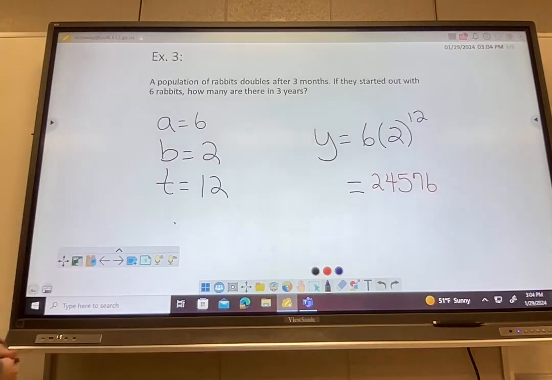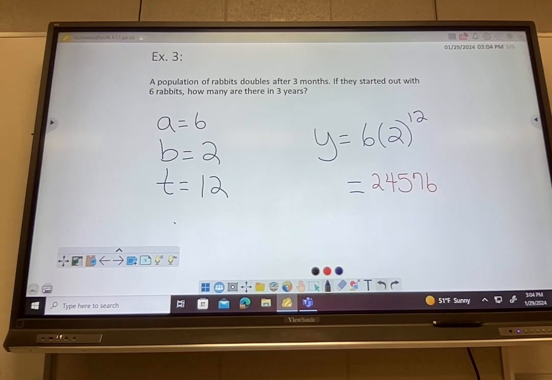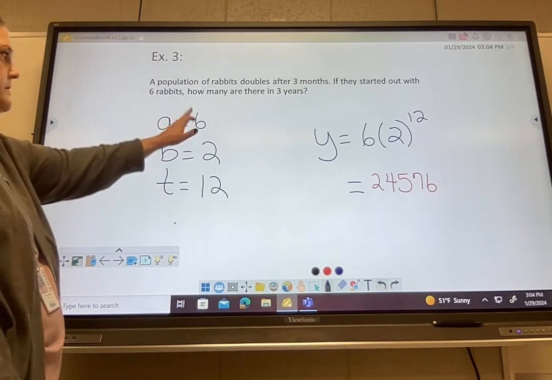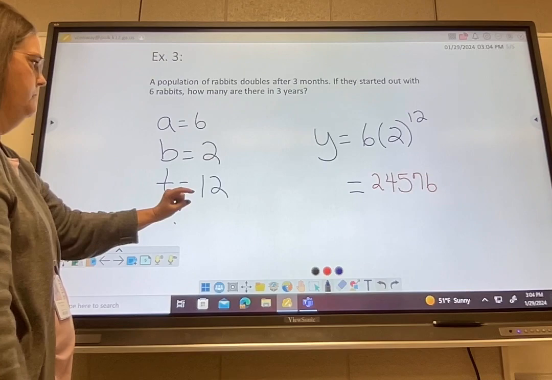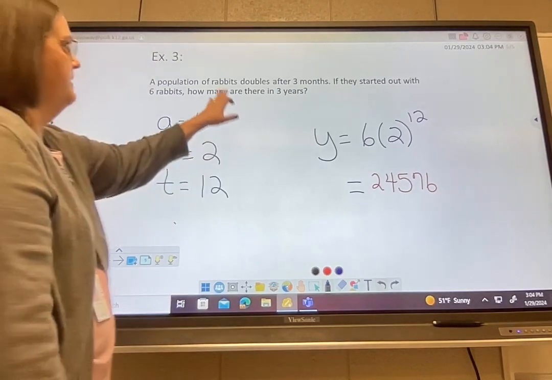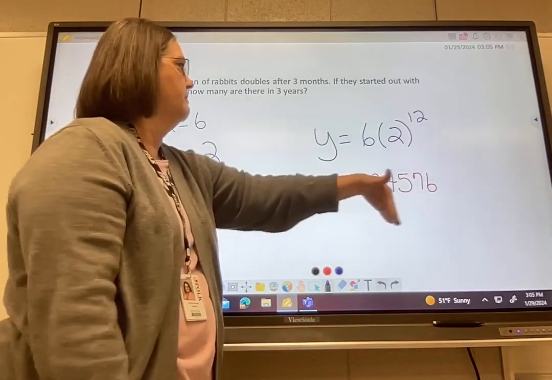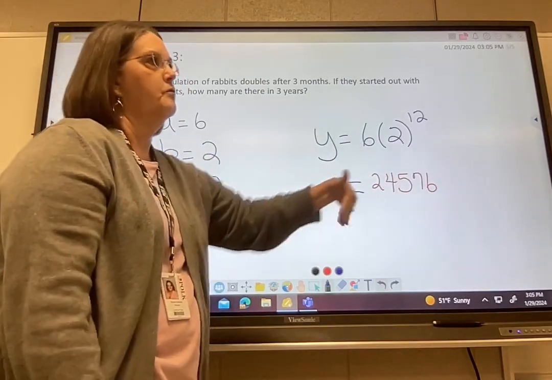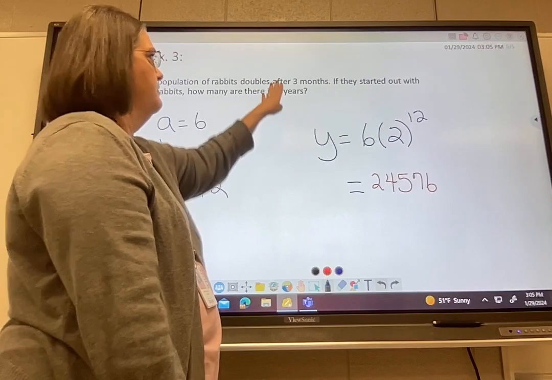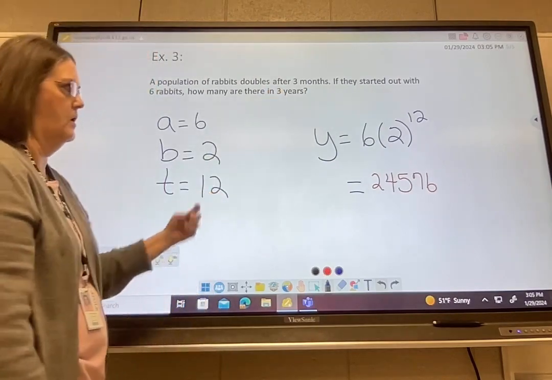Okay, a population of rabbits doubles after 3 months. If they started out with 6 rabbits, how many are there in 3 years? My starting point is 6. My base is 2. And they double every 3 months. So how many 3-month periods are there in 3 years? Well, there's 4 3-month periods in 1 year. So 4 times 3 is 12. And that's where I got that.